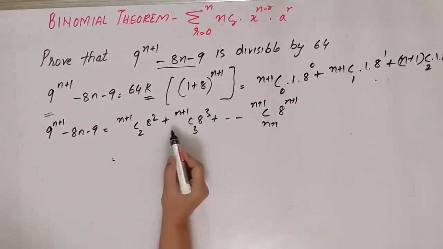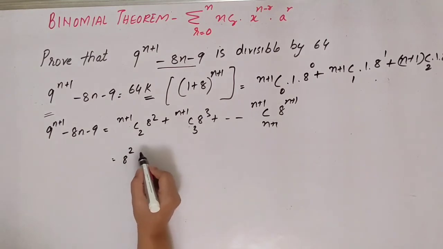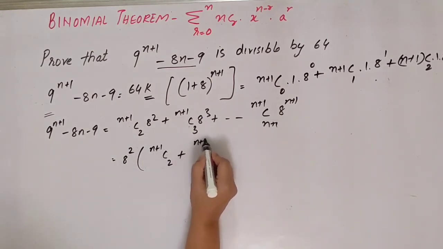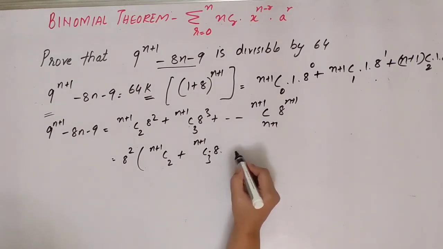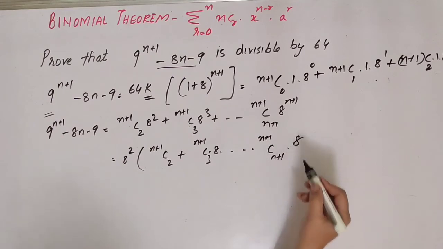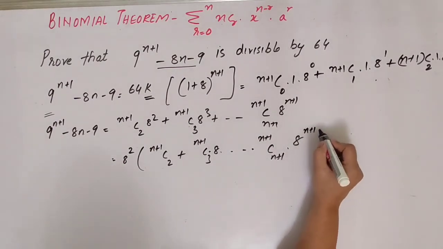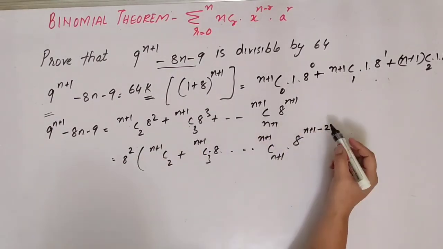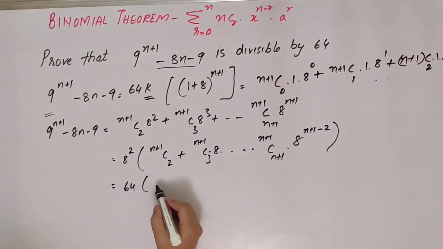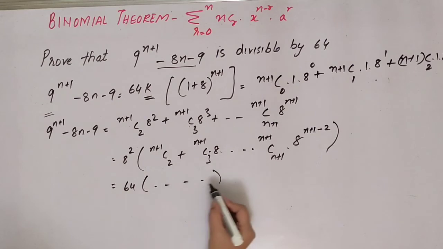So let's take 8 squared as common here. We'll get 8 squared into, 8 to the power n plus 1 minus 2, because we've taken 8 squared as common. 8 squared is 64. So this is nothing but some constant value, say k.